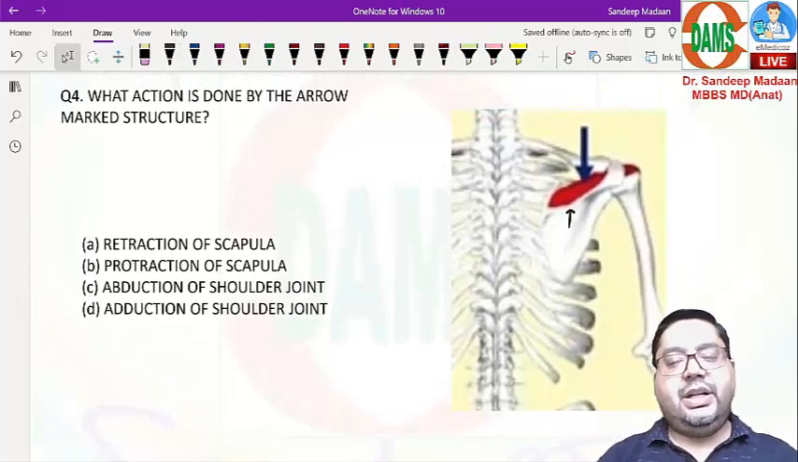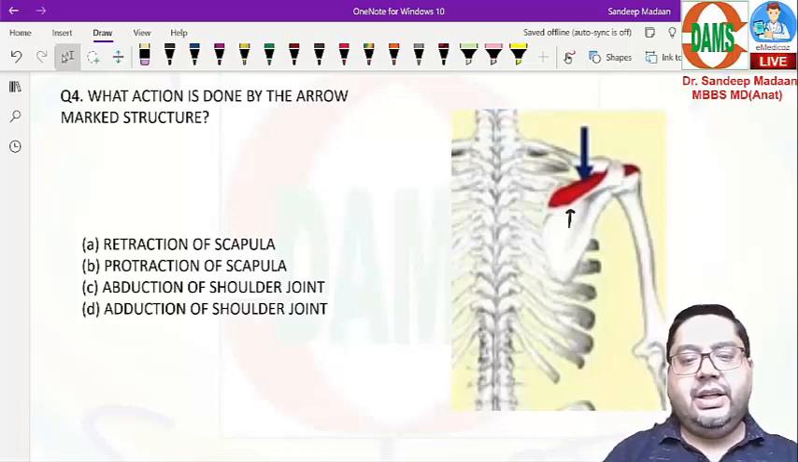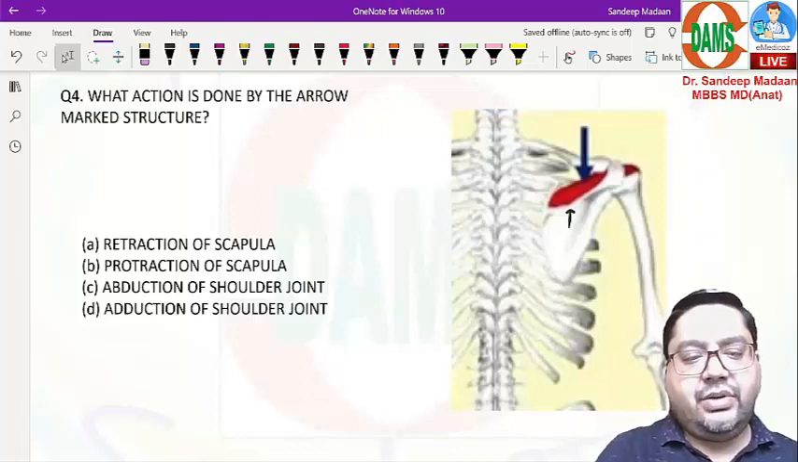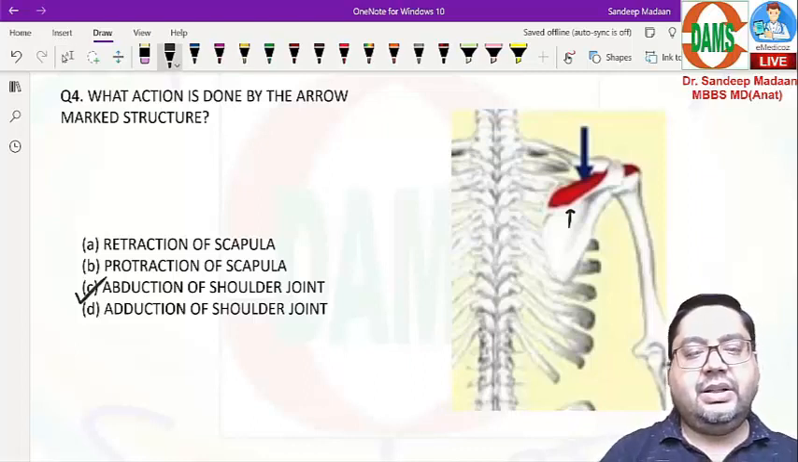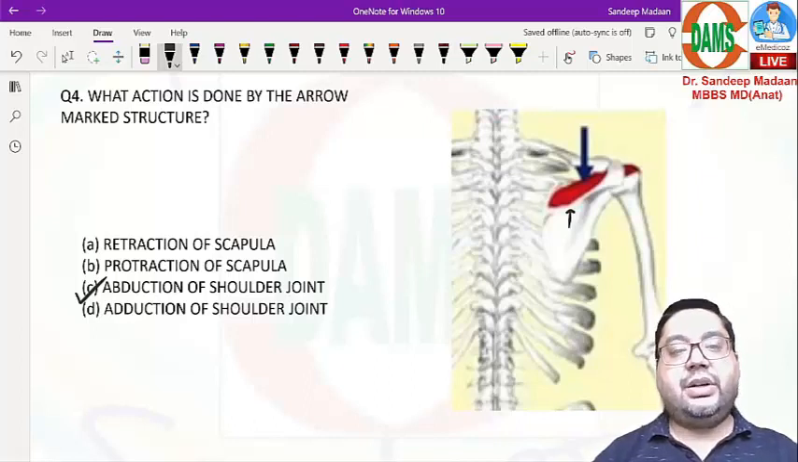Now what is the action of the supraspinatus muscle? It does abduction of the shoulder joint. Initial abduction of the shoulder joint is done by the supraspinatus muscle. So the answer is C. But let us look at all the muscles of the rotator cuff, because the rotator cuff is one of the very important structures which is very frequently asked, right?